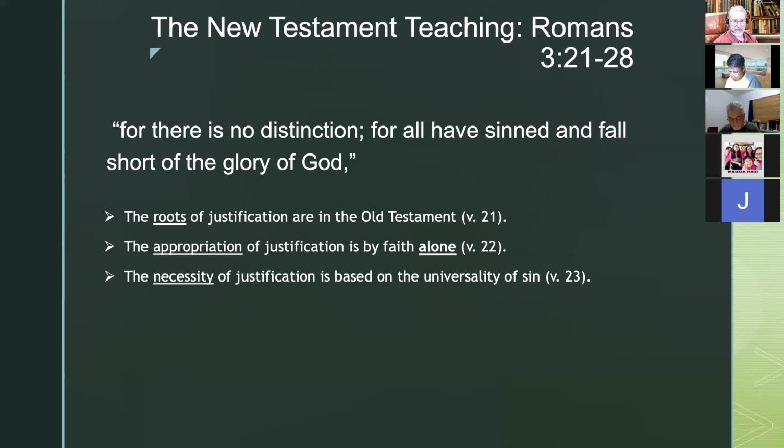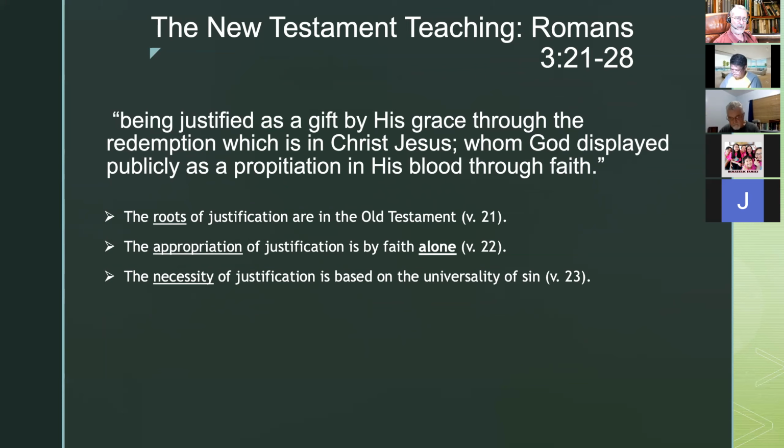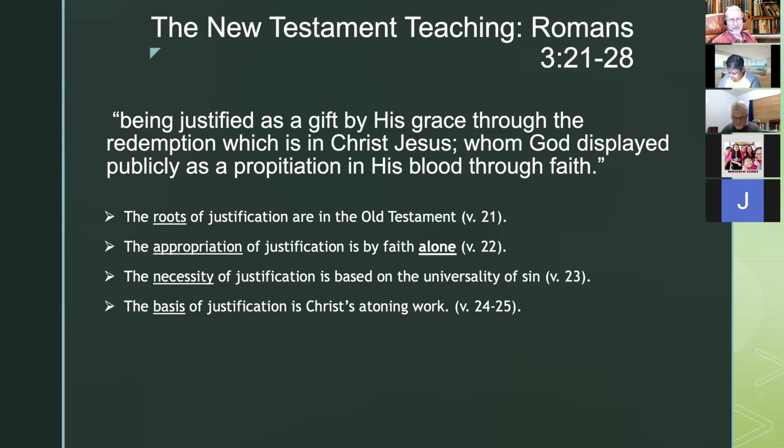And he goes on, being justified as a gift by his grace through the redemption which is in Christ Jesus, whom God displayed publicly as a propitiation in his blood through faith. A lot of words there, but the key here is that the basis of justification is Christ's atoning work. That's verses 24 and 25.